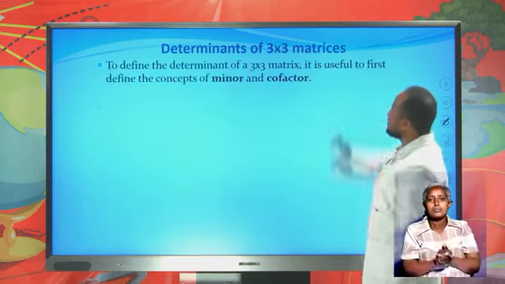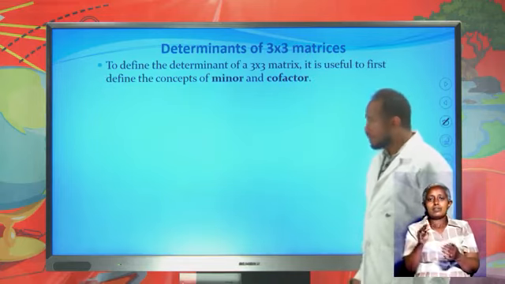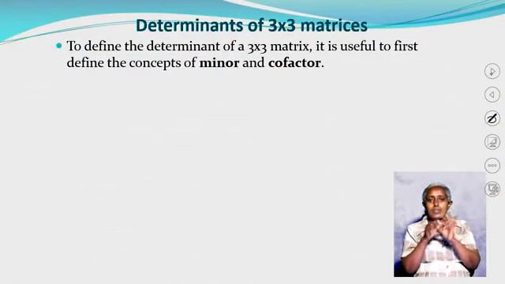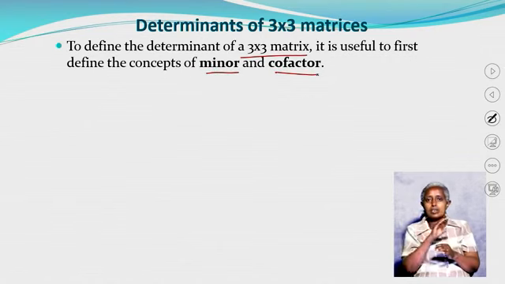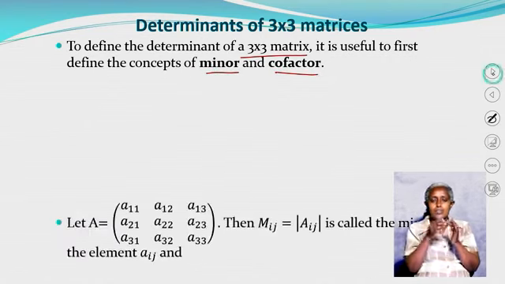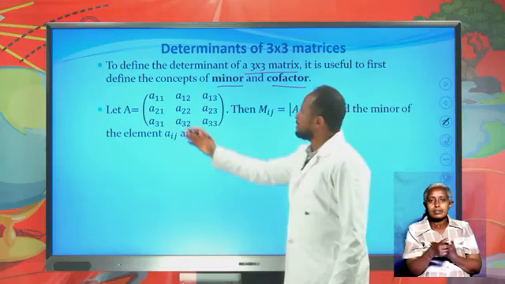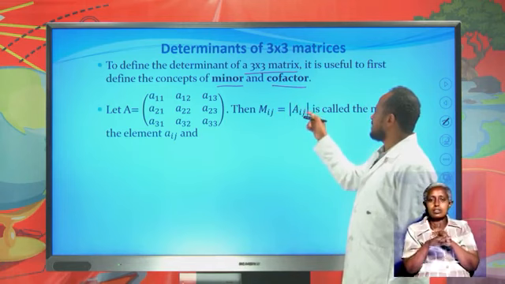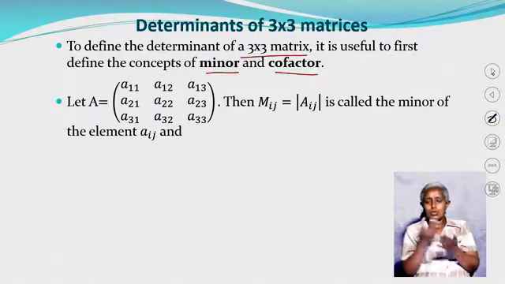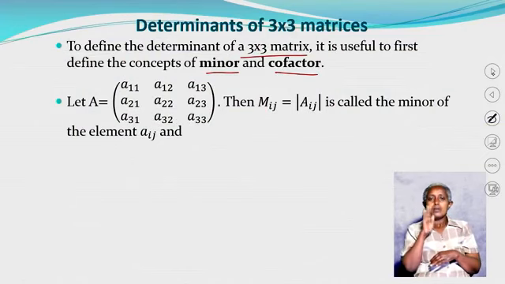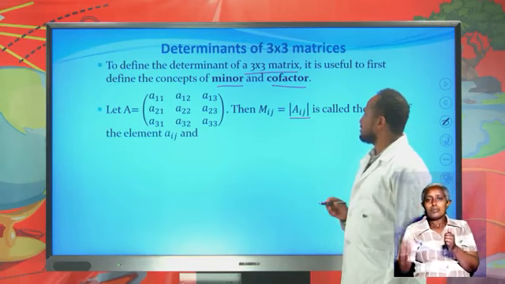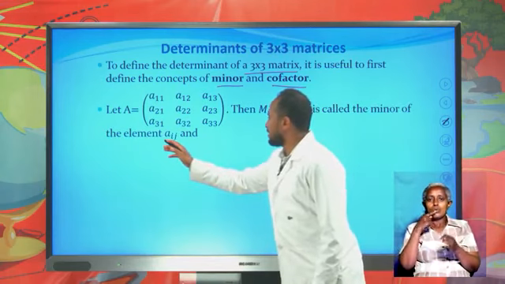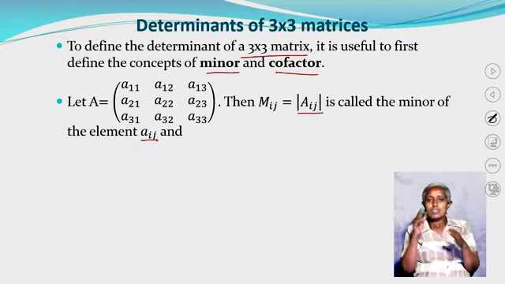Now let's continue. Determinants of 3 by 3 matrix. Here, to define the determinants of a 3 by 3 matrix, it is useful to define the concepts minor and cofactors. We need these two things. So let's define these two. Let matrix A be given. Then the minor of the ij entry is given by the determinant of Aij, where Aij is the matrix obtained by deleting the i-th row and j-th column. So the determinant of Aij is called the minor of the entry aij.